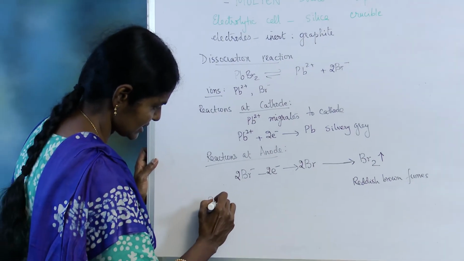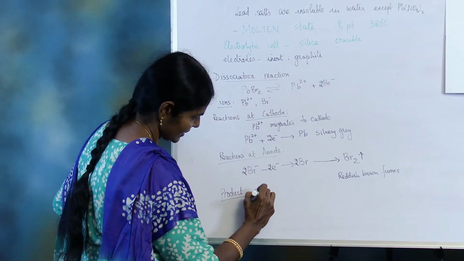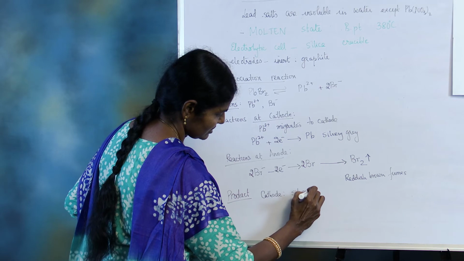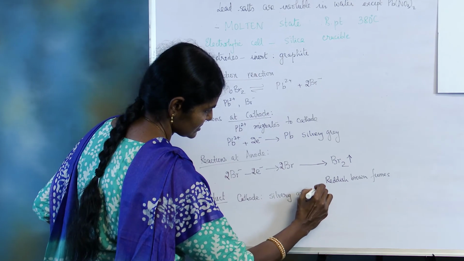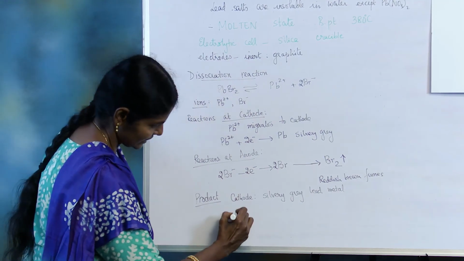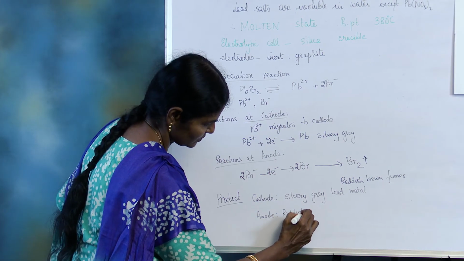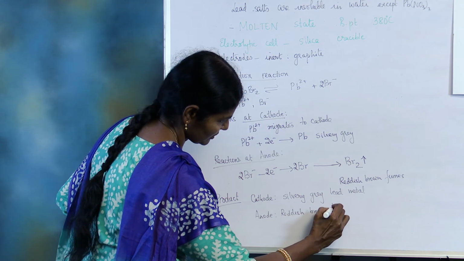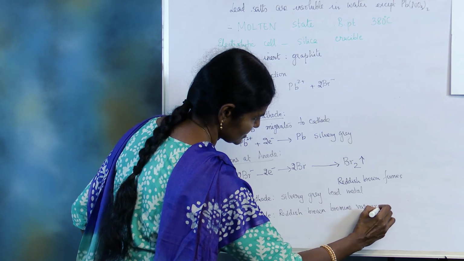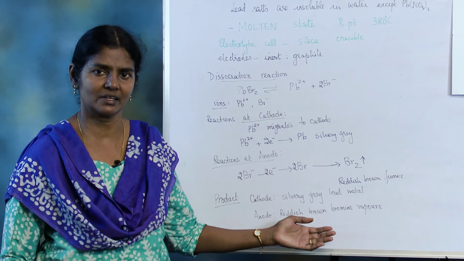So the last one is the product. What did you see there? At the cathode, the product formed is silvery gray lead metal. That is the product at the cathode. At the anode, you have reddish brown bromine vapors. So this is how electrolysis of lead bromide is carried out at a temperature of 380 degrees.